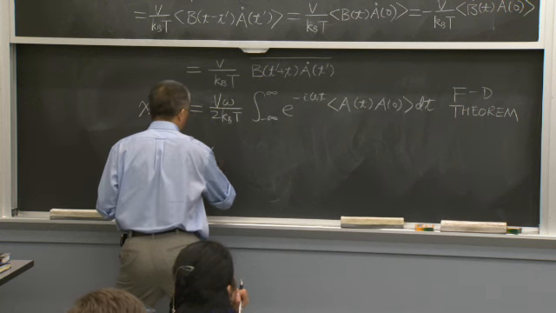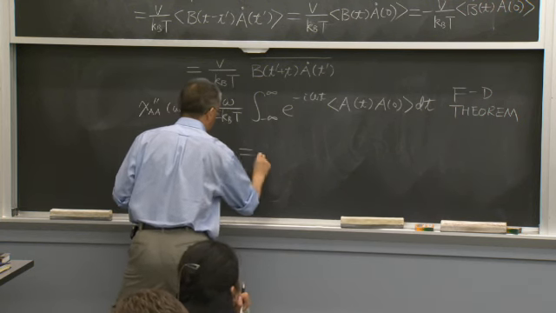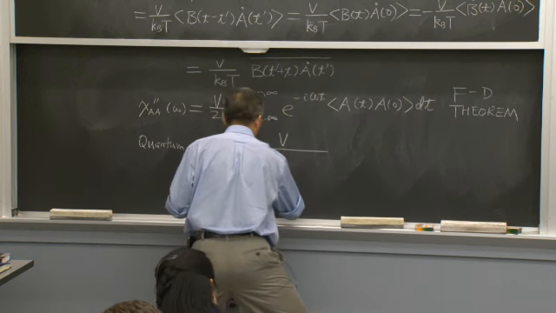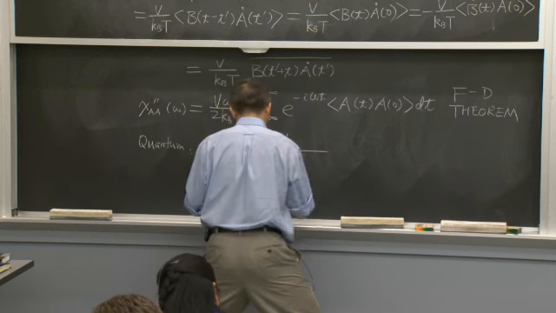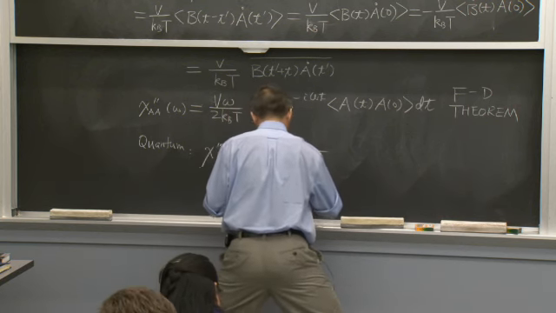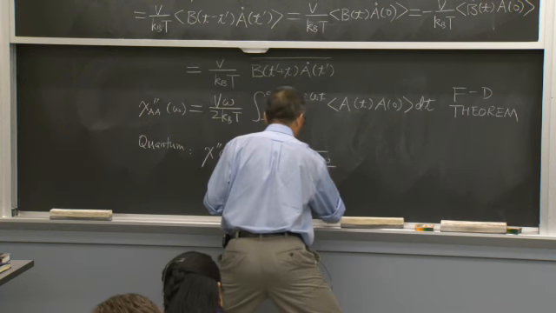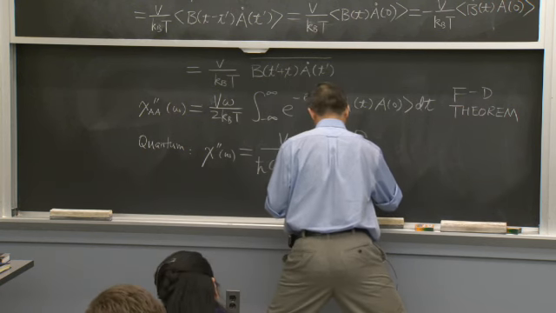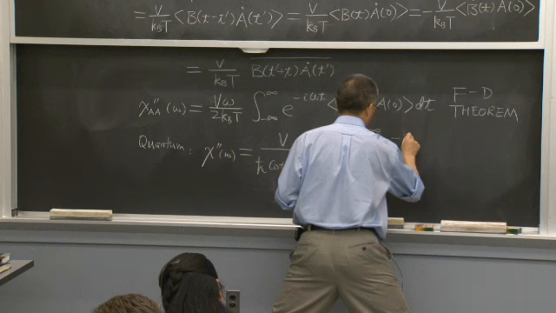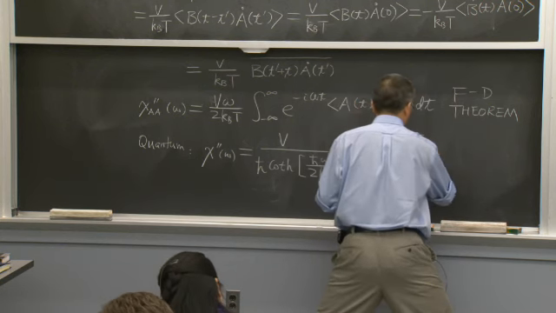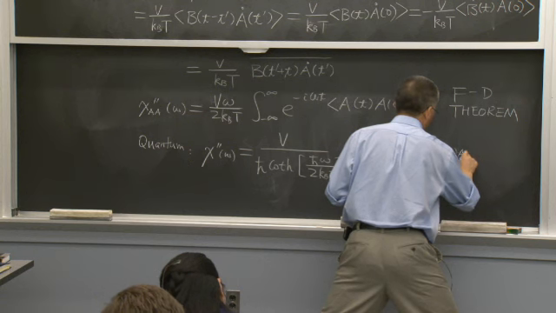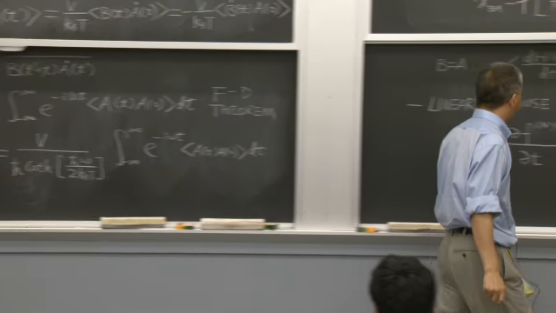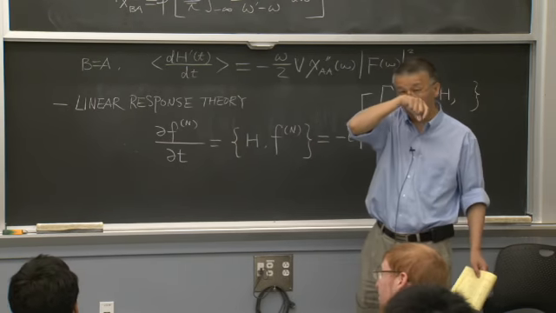And what you have here, the imaginary part, you will have to write this as h bar and the cotangent. So this is a hyperbolic cotangent function, h bar omega over 2 kBT, integral from minus infinity to plus infinity, exponential minus i omega t, and A(t) A(0). So that's the quantum form of modification to the fluctuation dissipation theorem.